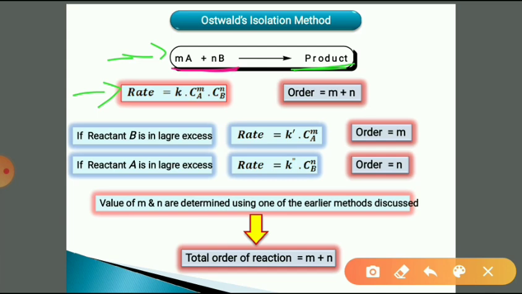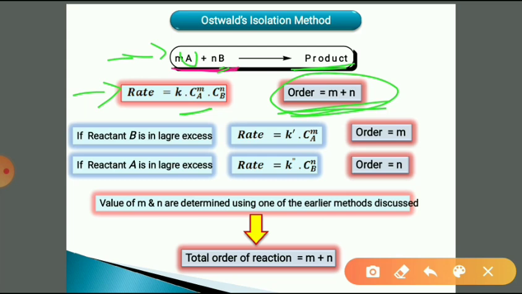Here Ca is the molar concentration of reactant A, and Cb is the molar concentration of B, where m and n are the orders with respect to A and B respectively. So for this reaction, the order can be written as m plus n. This is the order of the entire reaction.